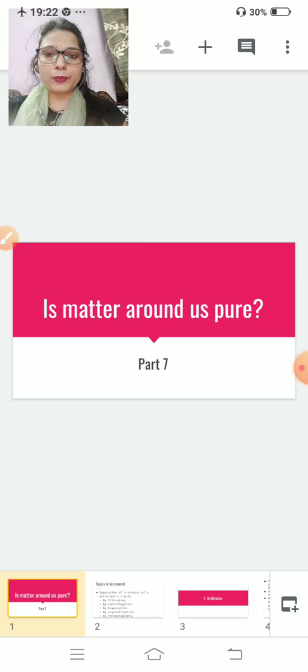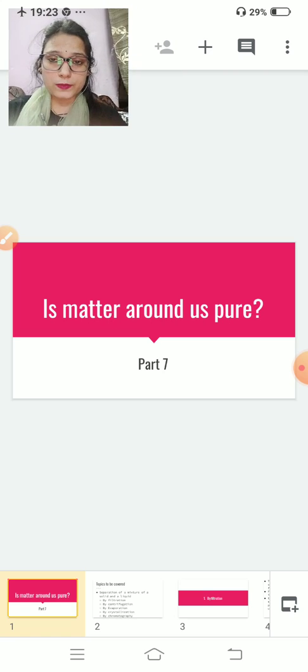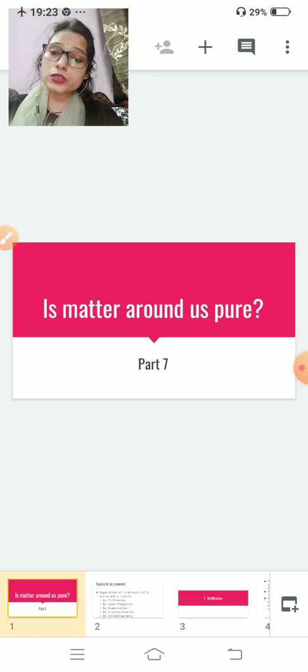For example, if you want to separate salt and sugar, can you use water as a solvent? No, you cannot use water as a solvent. Why? Because in water, sugar and salt both dissolve. Clear? So, if you want to separate a two-solid mixture by using a suitable solvent, it is necessary that only one of the substances dissolves in the solvent, not both.